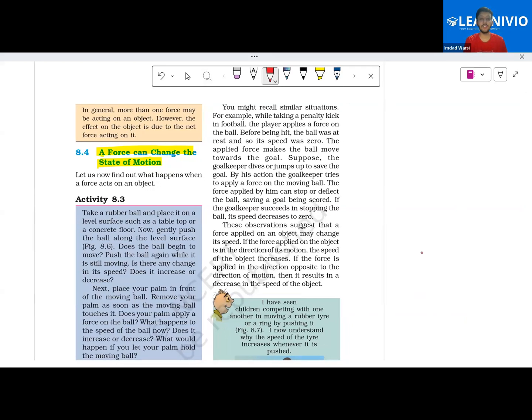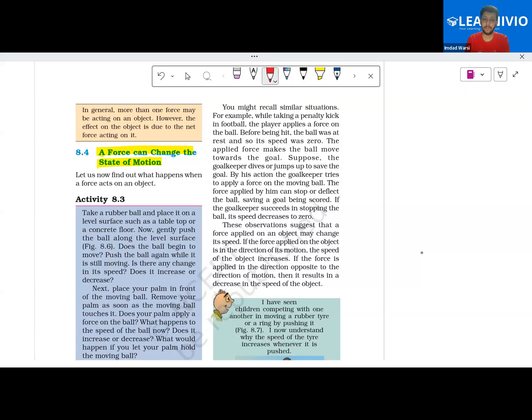Can I still use static and dynamic for the exam? Yeah, definitely you can use it. It's up to you. A force can change the state of motion, which means... Give me an example. Fast.